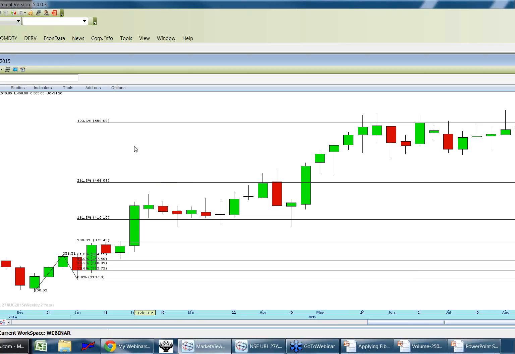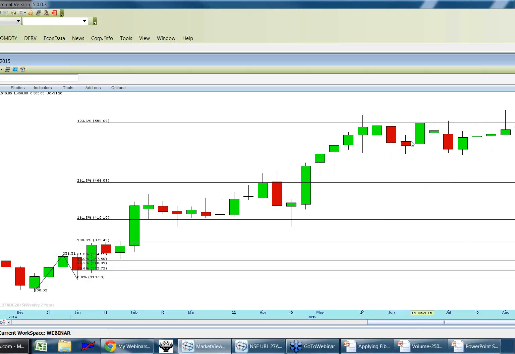You can see here at 423.6, it's playing a very stellar role in containing the prices. There is no weekly close above 556 since May 2015. So you can see how powerful Fibonacci is.